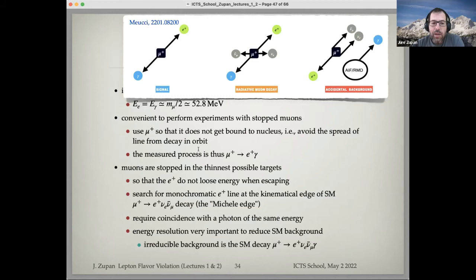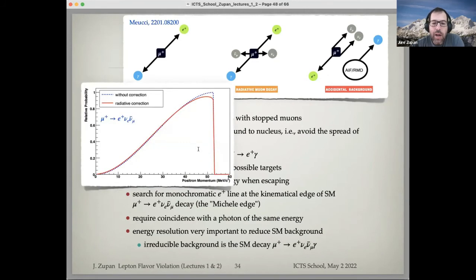And then the experiment is that you search for a monochromatic line at the kinematical edge of the standard model decay. So that's the standard model decay, which looks like this. That's called the Michel spectrum.